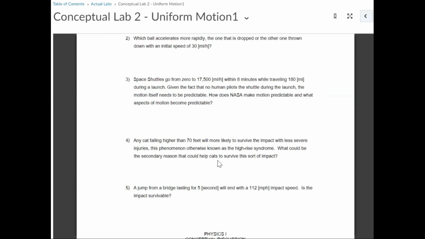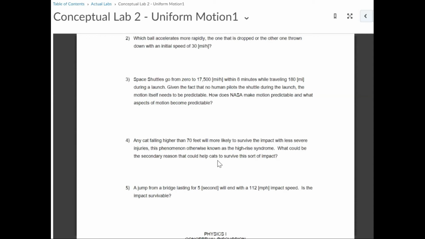So we didn't discuss the main reason for cat survival. We're talking about surviving impact, obviously. But we discussed the secondary reason. What is the secondary reason for the cats to be able to survive a fall larger than 70 feet, or any fall for that matter? It doesn't really matter. Most cats will survive just about any fall, except the injuries tend to be less severe if it's more than 70 feet. Guys, it's the secondary reason.